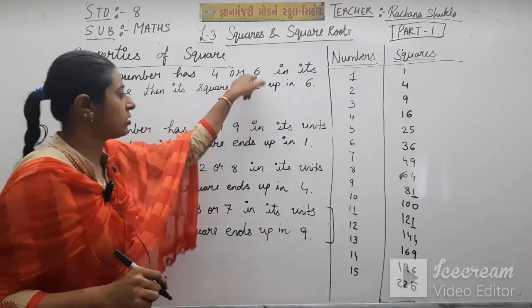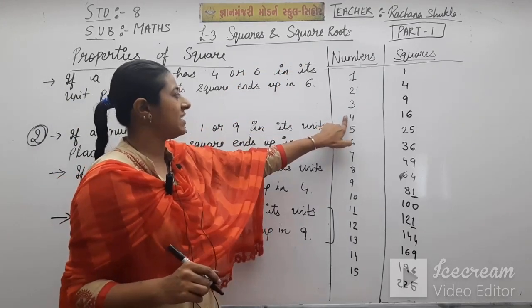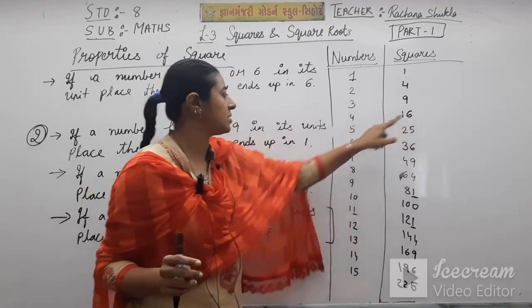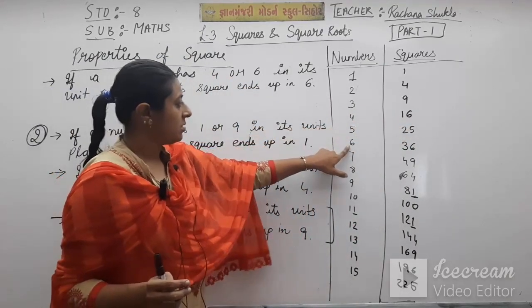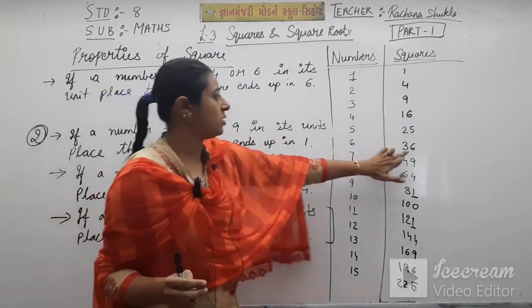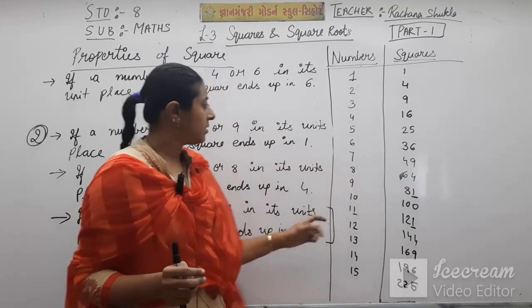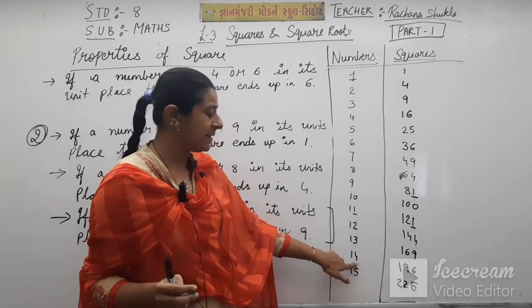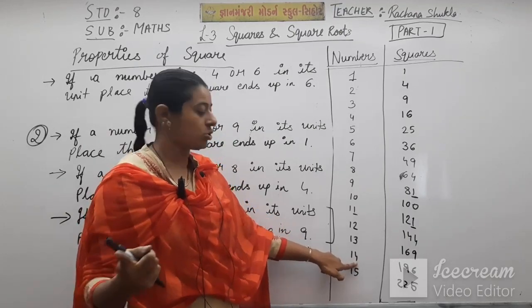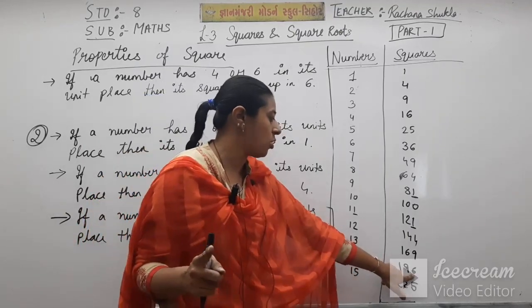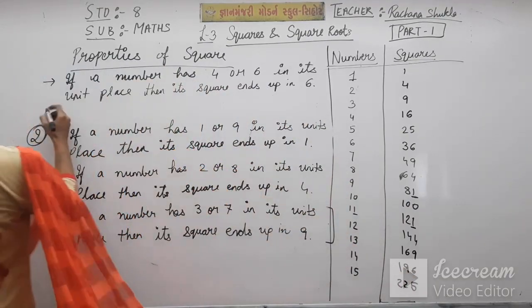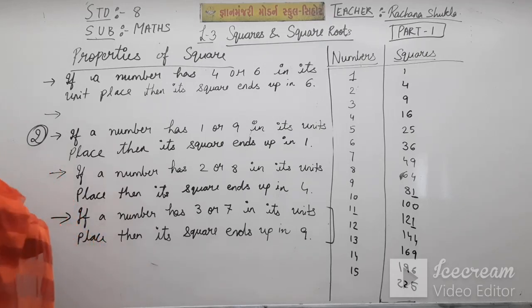4 or 6. Starting with 4, unit place 4. What is the unit place of the square? 6. See, look here, 6. Then the number 6. What is the unit place? 6. Then 14. Let's check 14. The unit place is 4, so in the answer also you will get 6. See, you got 6 this way. This property is proved.